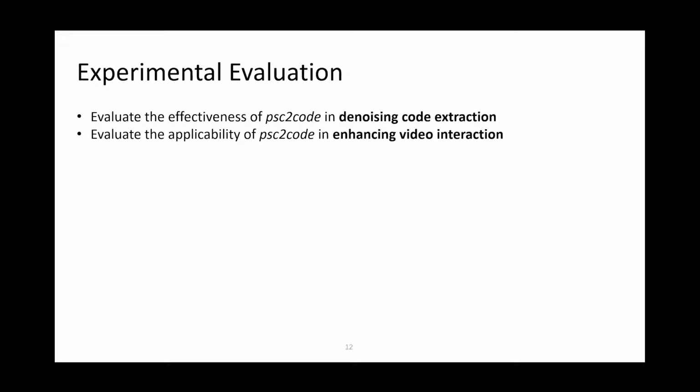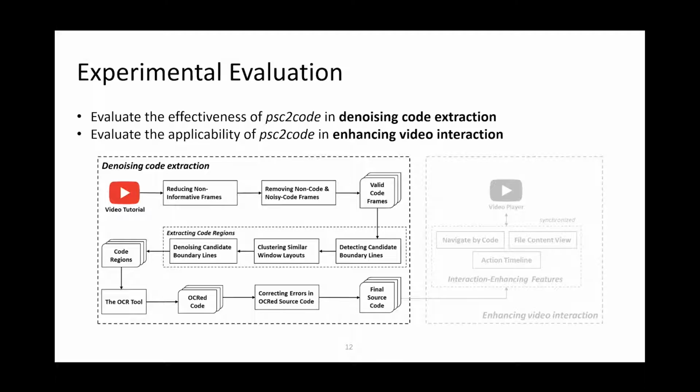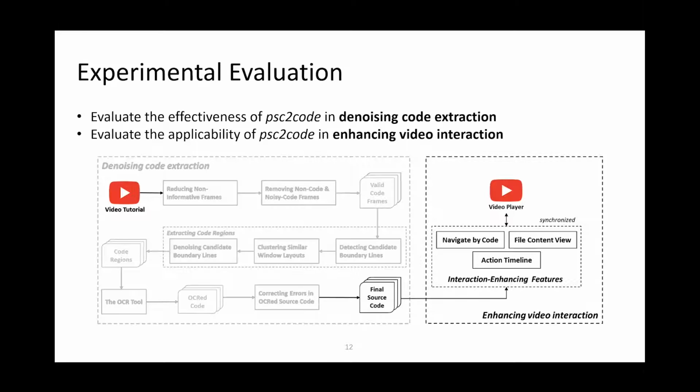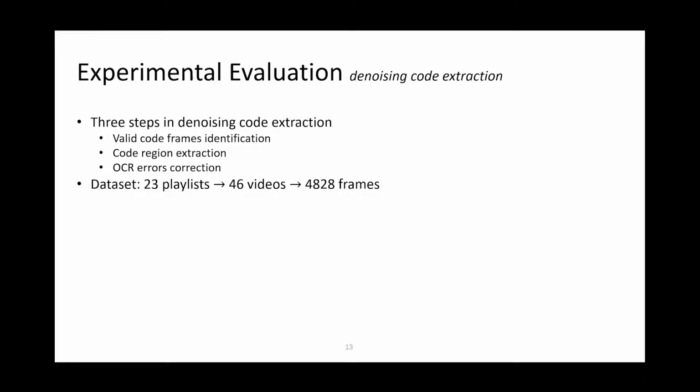In the experimental evaluation, we first evaluate the effectiveness of psc2code in denoising code extraction. Then, we conduct a user study to evaluate the applicability of psc2code in enhancing developer interactions with programming screencasts. First, we evaluate the effectiveness of three main steps in denoising code extraction, which are valid code frames identification, code region extraction, and OCR Errors Correction.